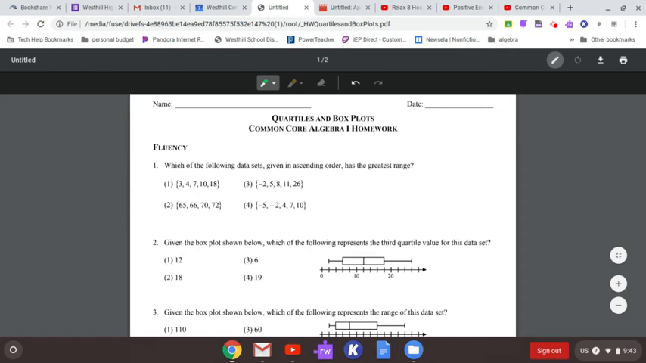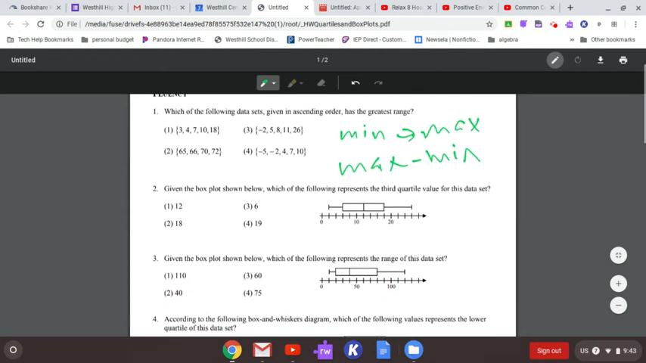So if we take a look at this first one, which of the following data sets given in ascending order has the greatest range? Remember, range is your minimum to your max. So you basically would subtract your min from your max, and that would give you your range. You want to find which one has the biggest range, and just make sure you watch your negatives.